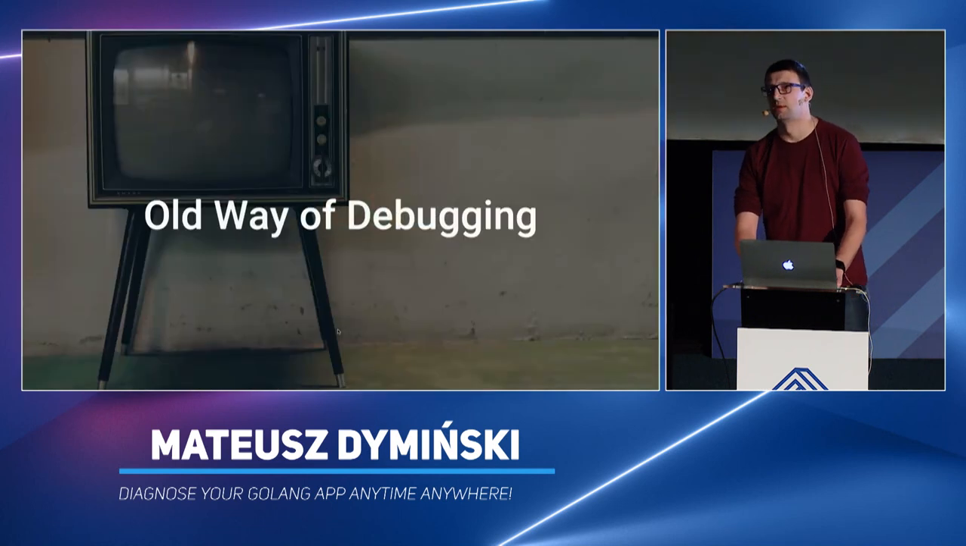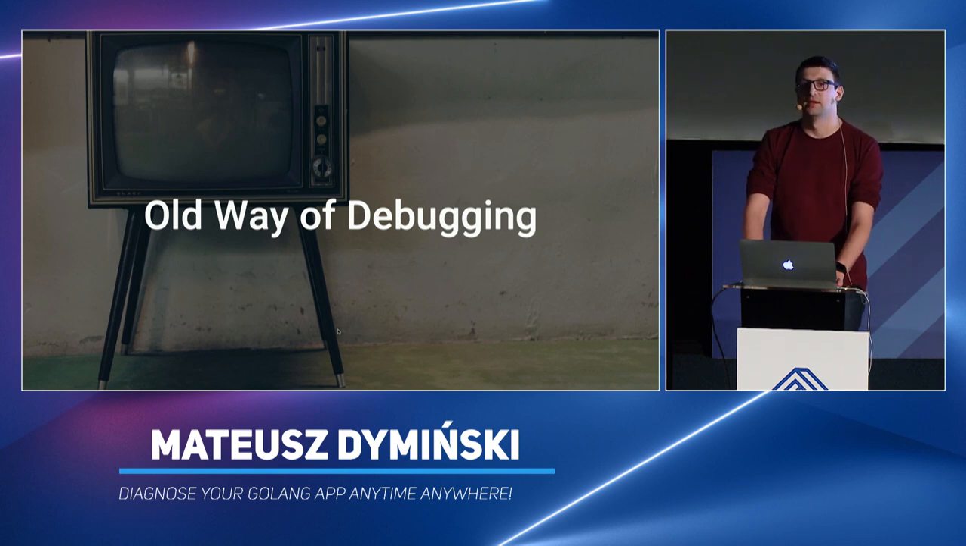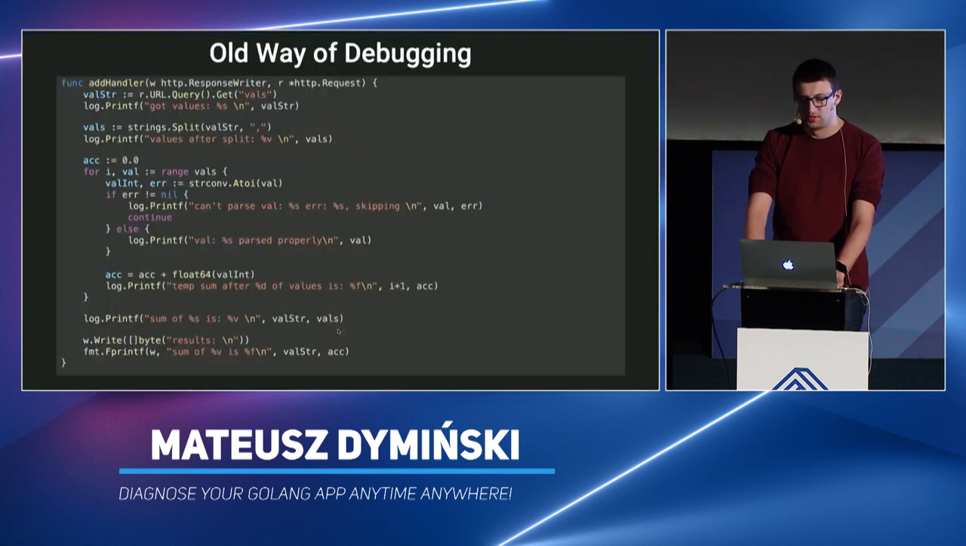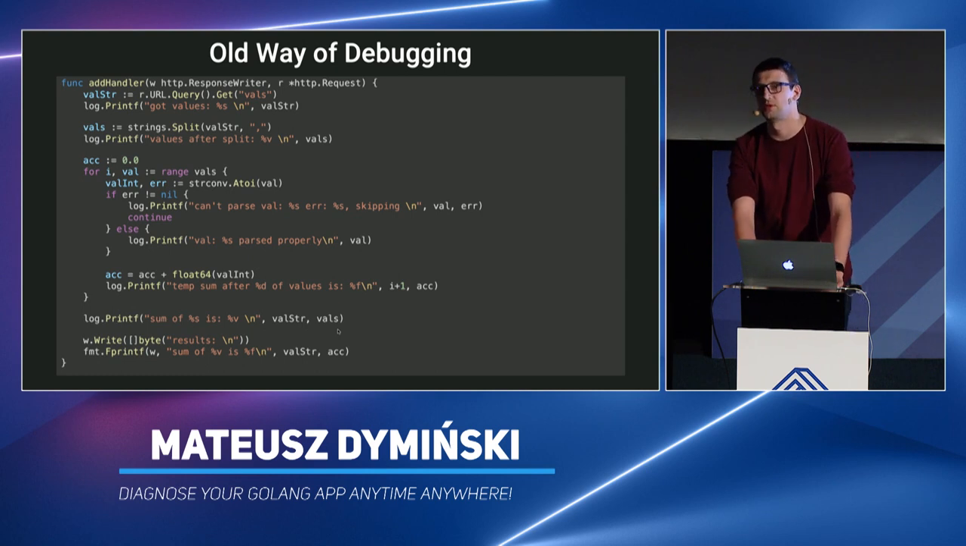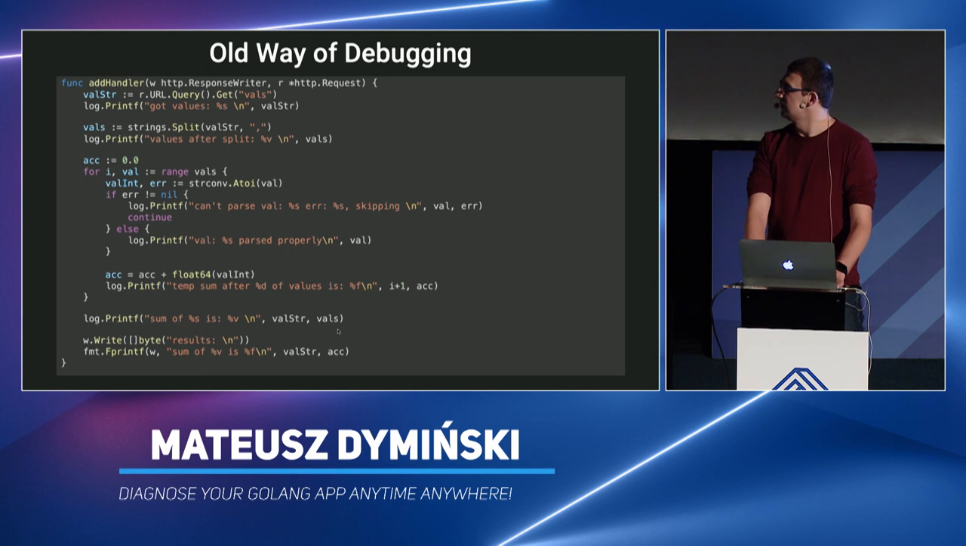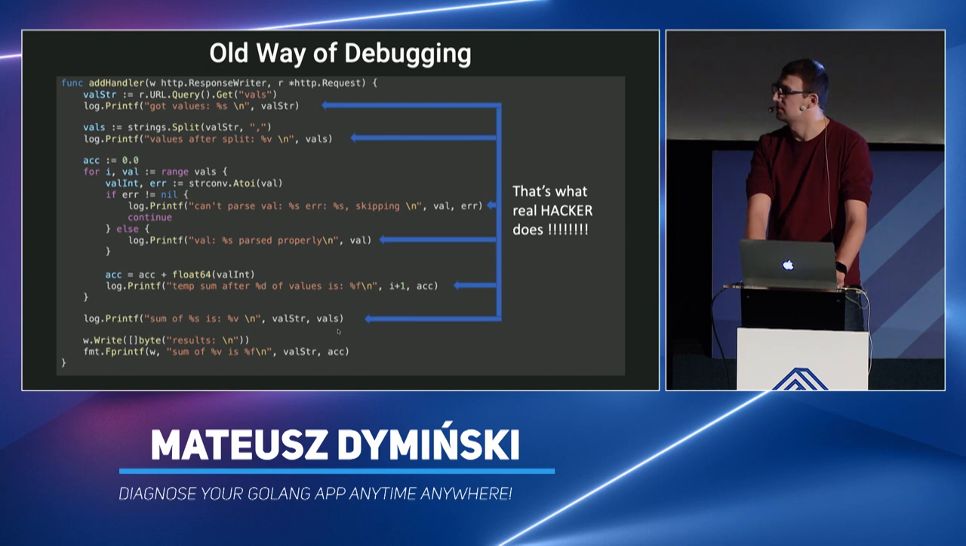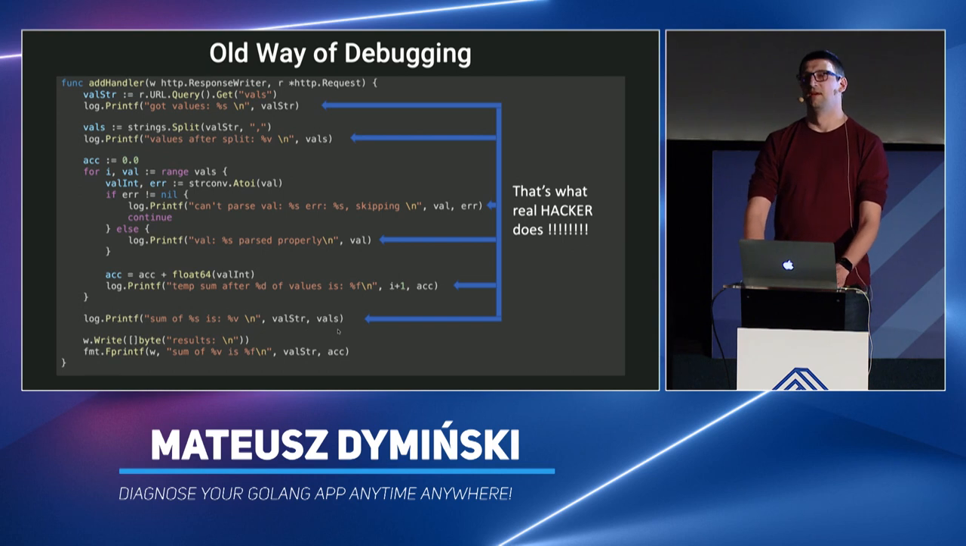But some time ago, before Delve, which is the debugger I'm using, there was an old way of debugging, which was told to me by my friend: just print everything to the output. When I started using Go six years ago, my friend told me that there is no debugger. In fact, there was, but it was not very common at that time. So he said I should print everything to the screen, and that that's what a real hacker does. That was my first experience with debugging in Go a few years ago.